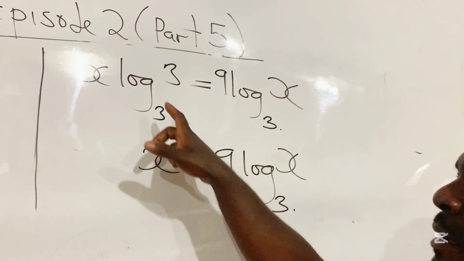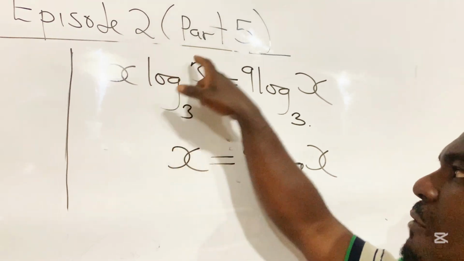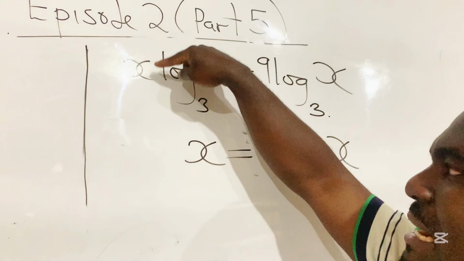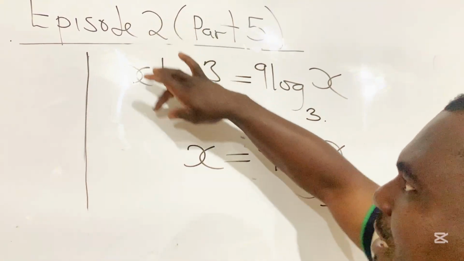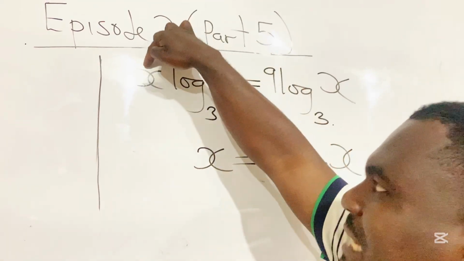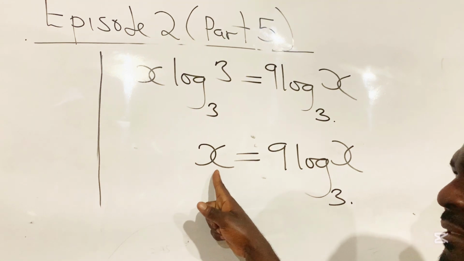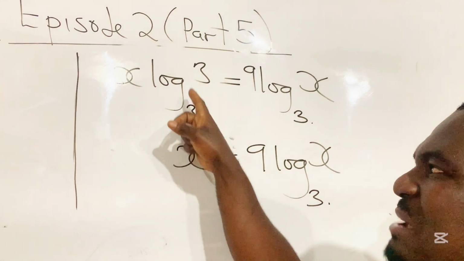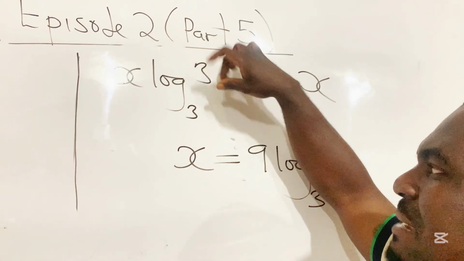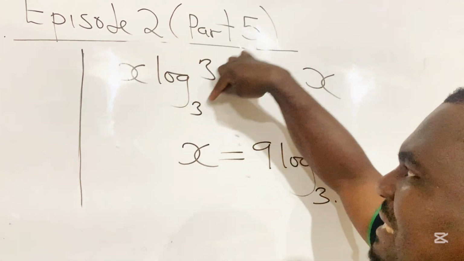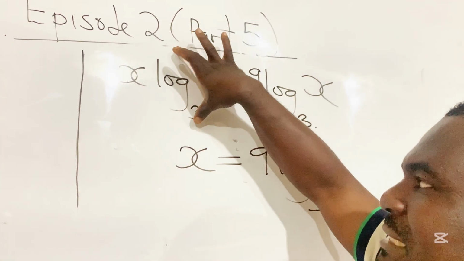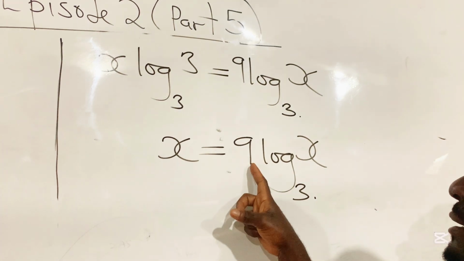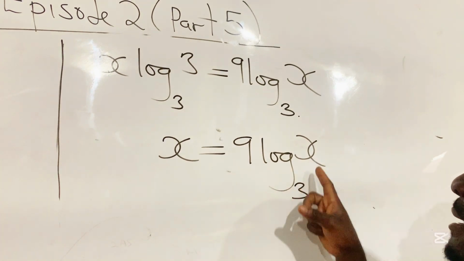Why? Because we said earlier on, under the properties of logarithm, that log of a number to the same base is going to be what? 1. So 1 times x will give you x. If the number is the same as the base, then from the properties, the whole thing will turn 1. That is why we are getting x is equal to 9 log x base 3.